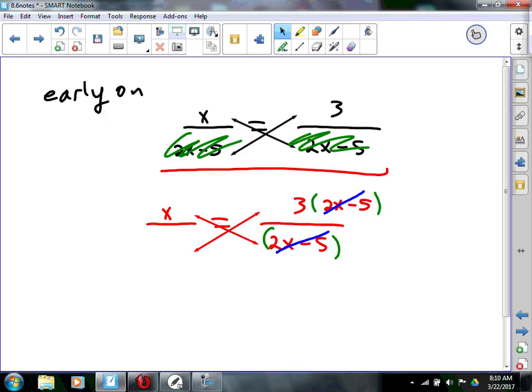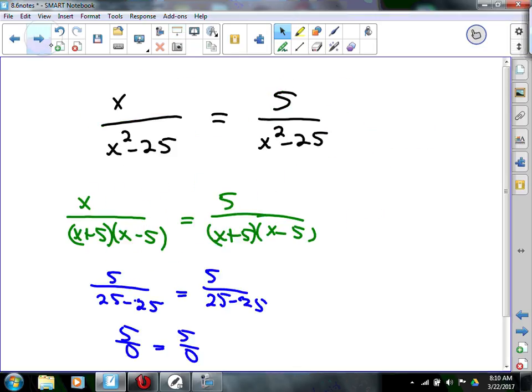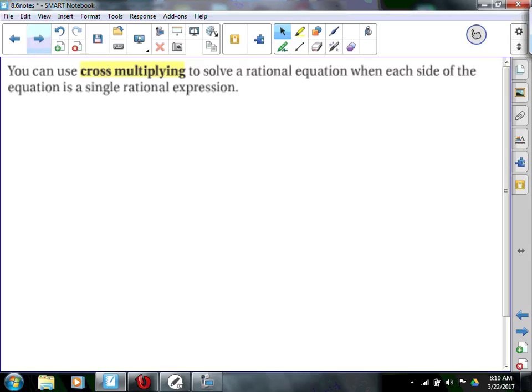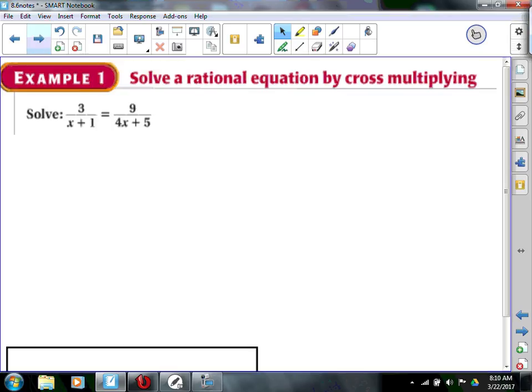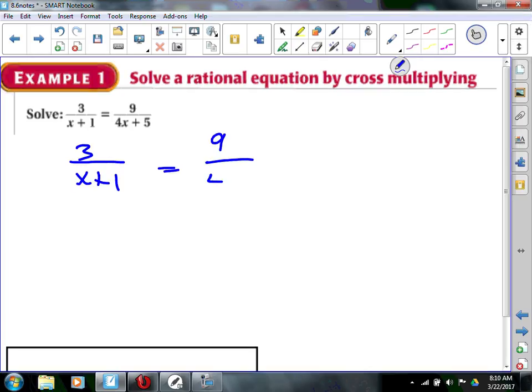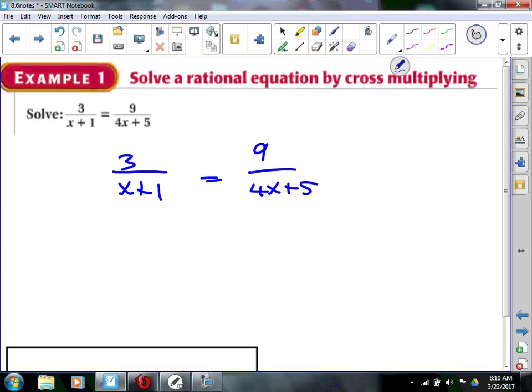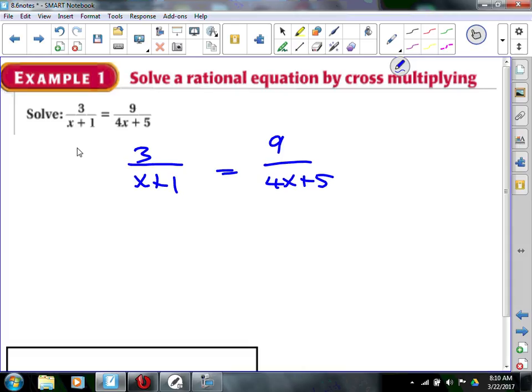Okay, so let's go ahead and look at some of these examples that are in the book problems. So we've got 3 divided by x plus 1 set equal to 9 divided by 4x plus 5. And the key vocabulary includes cross multiplying. Now, in case you've forgotten, that's how you solve a proportion. You cross multiply. It'd be real nice if these numerators were the same, wouldn't it?